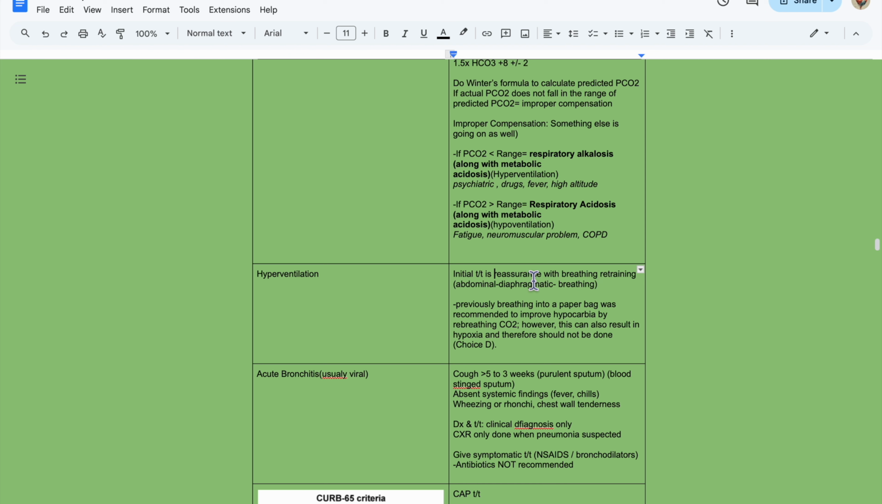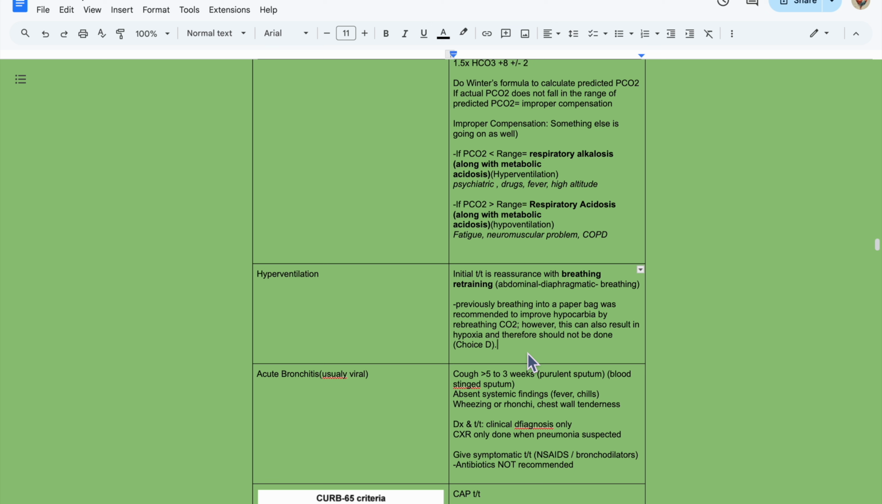So hyperventilation. Initial treatment is reassurance. Okay, so if say a person has a panic attack and they're hyperventilating, how do you treat it? Initial treatment is reassurance with breathing retraining. This is important. This is abdominal diaphragmatic breathing. That's what it's called. Previously, breathing into a paper bag was recommended to improve hypocarbia by rebreathing CO2. However, this can only result in hypoxia and therefore should not be done.